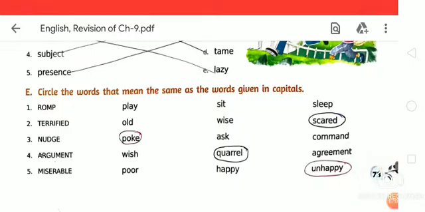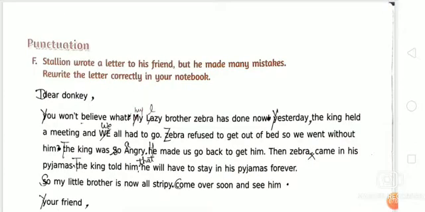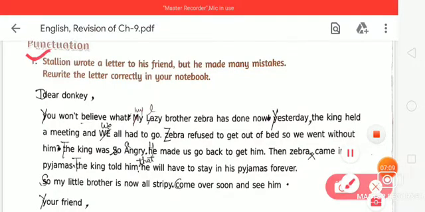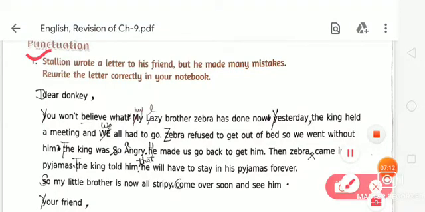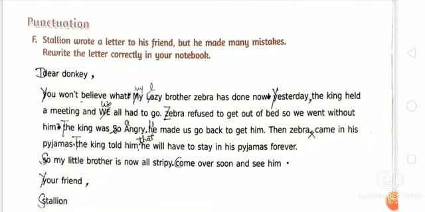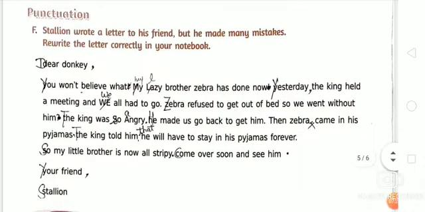Okay students, now we are moving to the next exercise, that will be exercise F. In exercise F, Stallion wrote a letter to his friend, but he made many mistakes. Rewrite the letter correctly in your notebook. Okay students, it's your homework. You have to write the letter that is written by the Stallion. Stallion made many mistakes, so you have to rewrite these given letters correctly in your notebook.